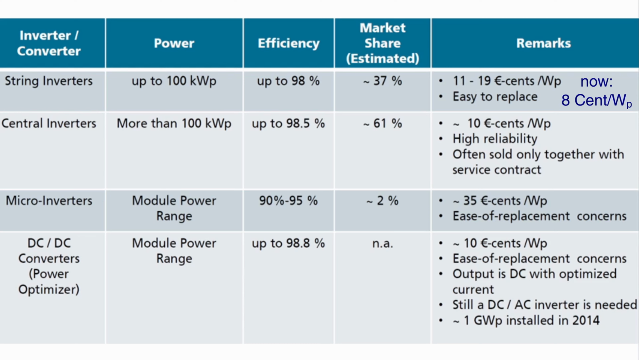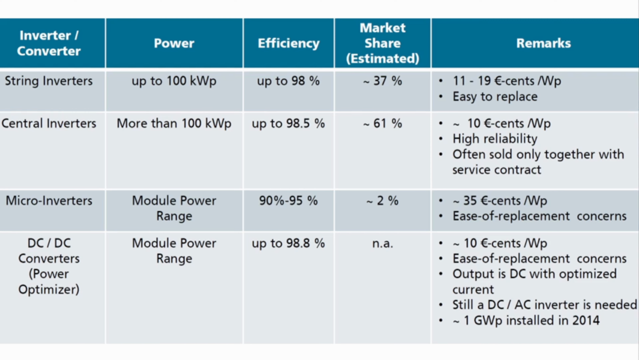The most often used are central inverters. So you have one inverter for the whole power plant, and it's usually the cheapest option, in the vicinity of 10 cents per watt. You have a high reliability. The microinverter, that means you have an inverter for each module. It's the most expensive option, but it's easy to install and easy to replace, and you have a lot of redundancy.